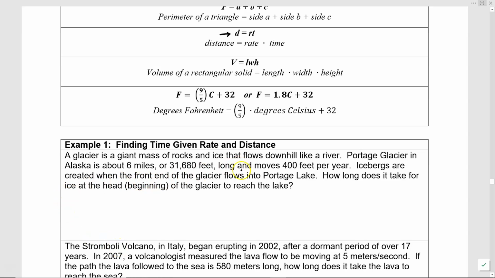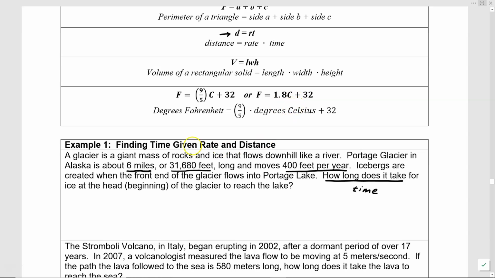So, in word problems like this, personally, I like to highlight where we see numbers. So right here we see a 6 for miles, we see a 31,680 feet, and we have 400 feet per year. Those are the only numbers that we see. But then we want to look at what is the question asking at the end. So how long does it take? Okay, so this is a question about time.